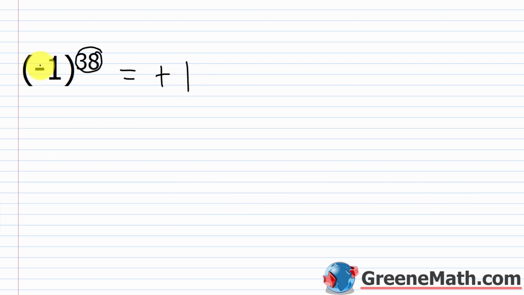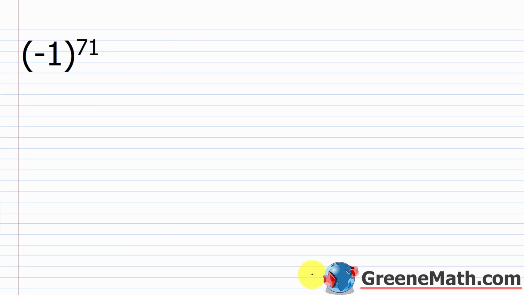The fact that we have a negative and it's enclosed inside of a set of parentheses tells me I just need to look at whether this exponent is even, which in this case it is, or odd. Since it's even, I know I'd have an even number of negative factors, and an even number of negative factors gives me a positive, so I end up with positive 1.